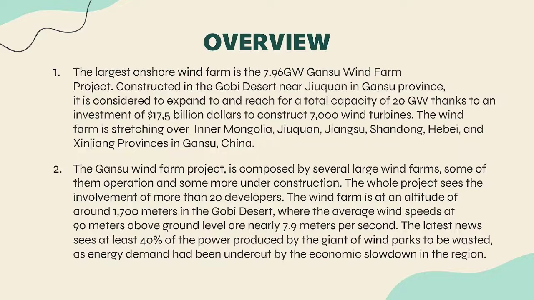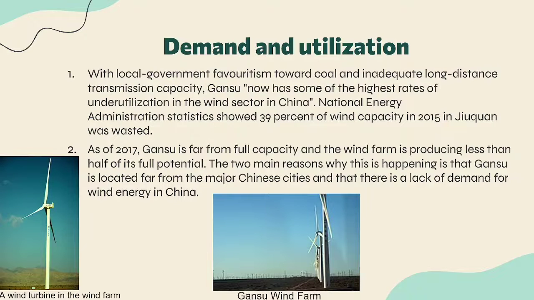The latest news sees at least 40% of the power produced by this giant of wind parks being wasted, as energy demand has been undercut by the economic slowdown in the region. Demand and utilization: with local government favoritism toward coal and inadequate long-distance transmission capacity, Gansu now has some of the highest rates of underutilization in the wind sector in China.